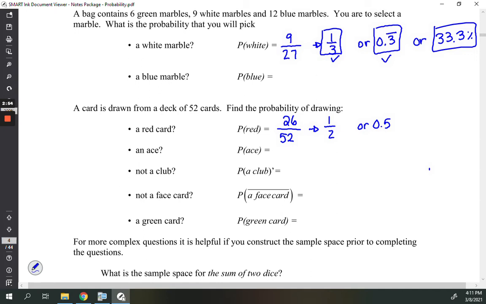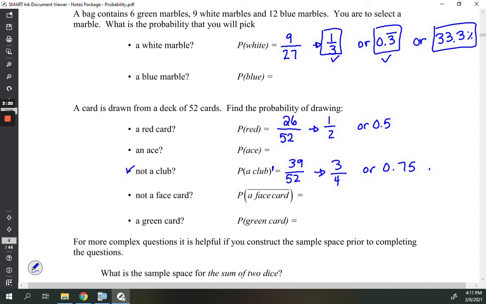How about not a club? Let's go down to this one. The probability of not a club. Remember from set theory, if we have that little prime symbol there, it means not that. So you're going to count all the cards that are not clubs. There are 39 cards that are not clubs out of a total of 52 cards. Then you can simplify that by dividing 13 out of top and bottom, and you'll get 3 out of 4. Or if you change it to a decimal, you'll get 0.75. So that's basically probability. There's a bunch of different examples there that you can look at.